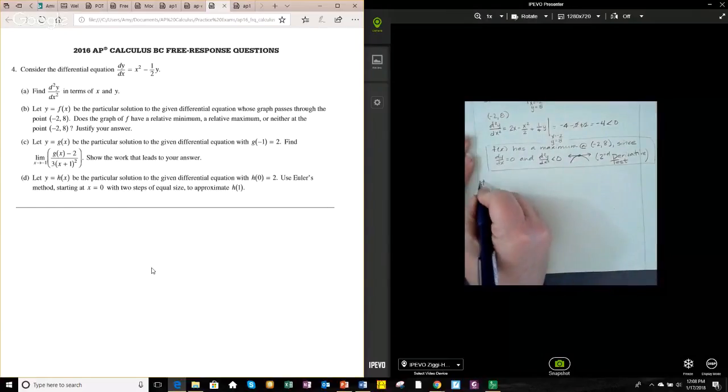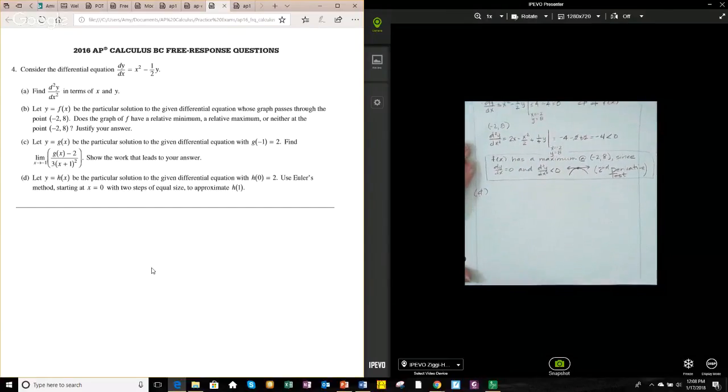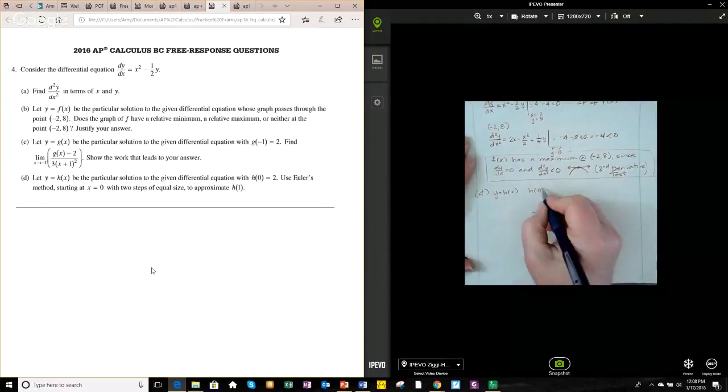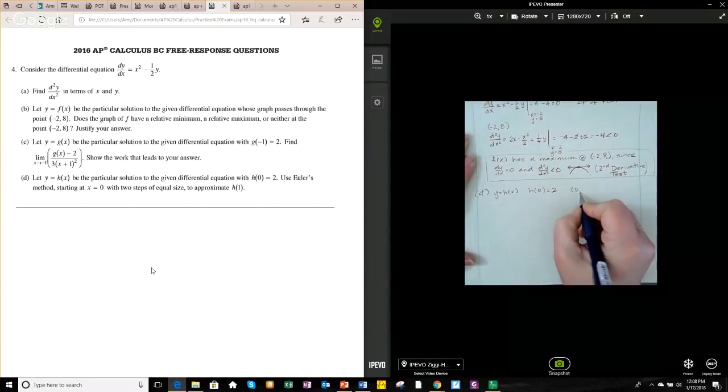All right, part D says let y equals h of x be a particular solution to the differential equation with h of 0 equaling 2. So h of 0 equals 2. Sorry, let's write this better. Which means our initial condition is what? (0, 2). Use Euler's method starting at x equals 0 with 2 steps of equal size to approximate h of 1.